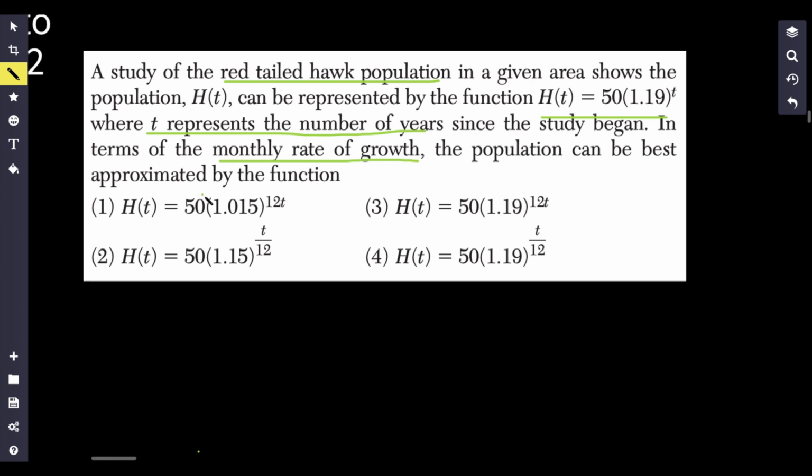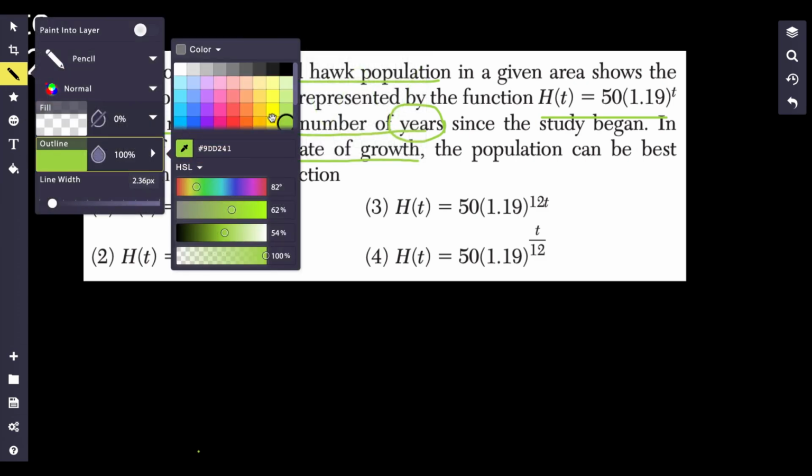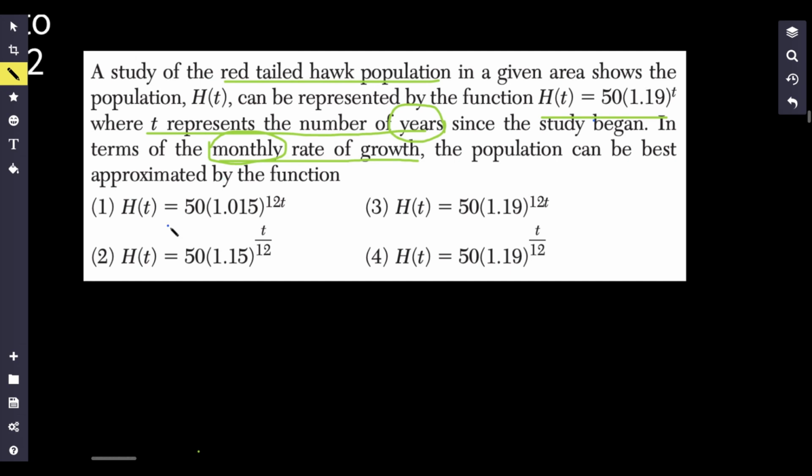Okay. So basically, t represents the number of years since the study began. So it's the number of years. But we're trying to find it in terms of the monthly rate of growth. So how can we do this? What you have to realize is that whenever the Algebra 2 Regents gives you a problem like this, you have to make sure that whatever answer you get has to be equivalent to what you had originally. So the two functions have to be equivalent to each other, all right?